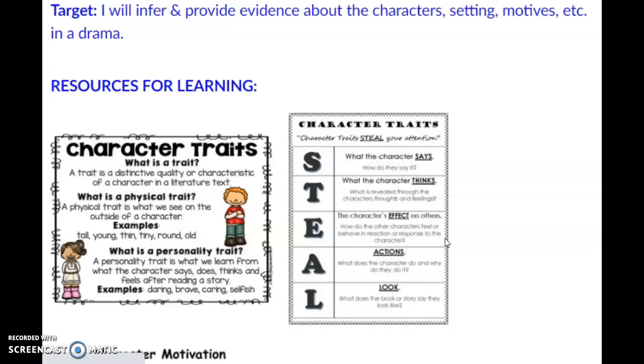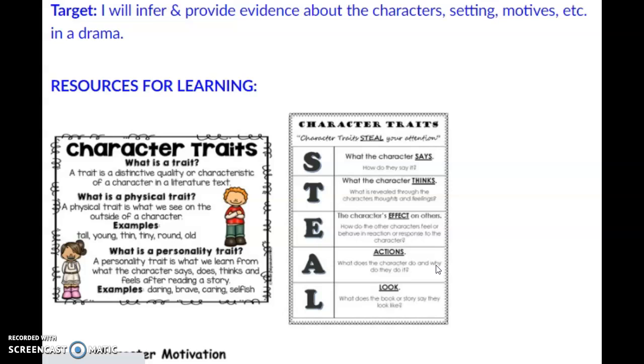The E, the character's effects on others. As we're reading stories and dramas, we find that based on what the characters are saying or doing, they do have an effect on other characters in the story and how those characters respond to them. The A, their actions. What does the character do and why do they do it?